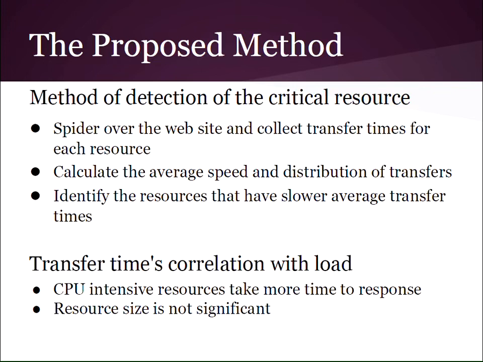So the idea is actually very simple. We spider over the website, we gather all the resource download times, for example, and that gets us a lot of data, and then we use a mathematical approach to statistics to handle it. So we take the measurements, take the mean of the measurements, and that's how we start classifying resources.